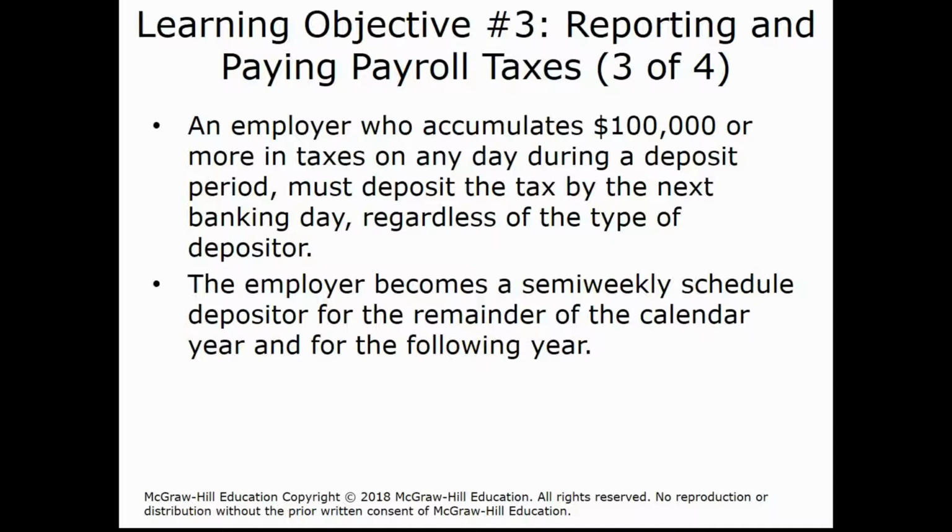If this occurs where the liability builds up to $100,000, then that employer becomes a semi-weekly scheduled depositor. And that will hold true for the remainder of the year this occurs, as well as the following year.